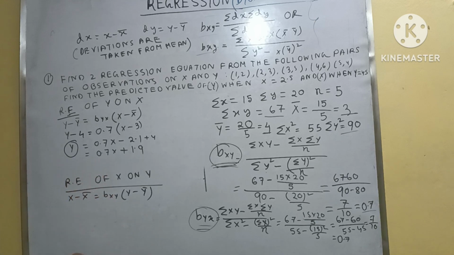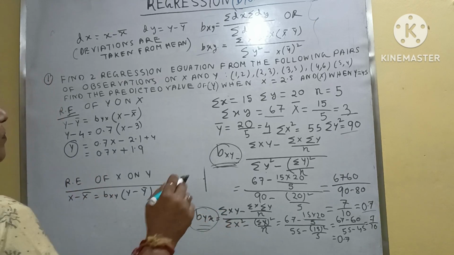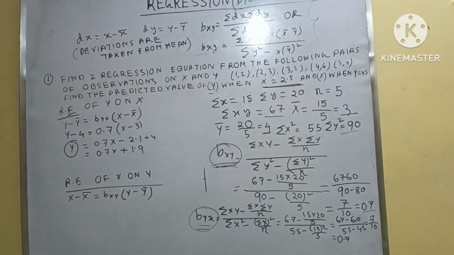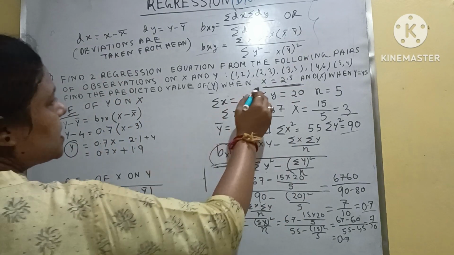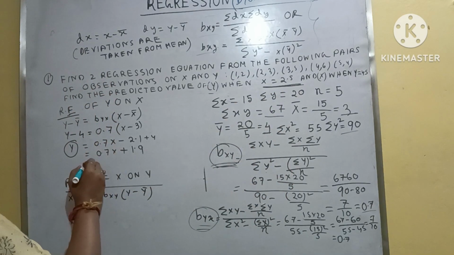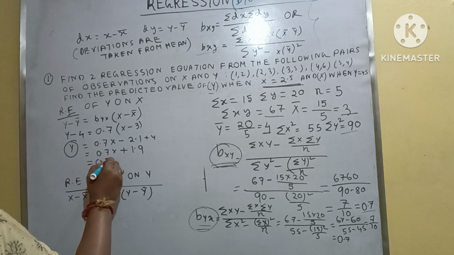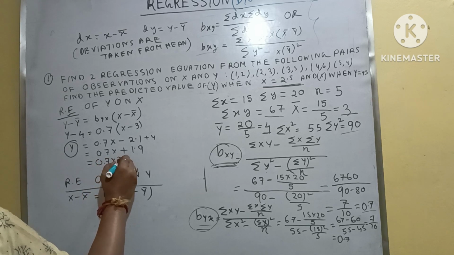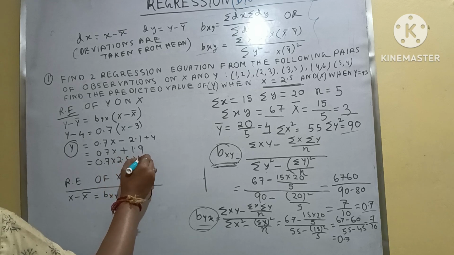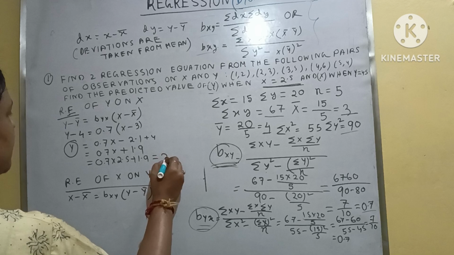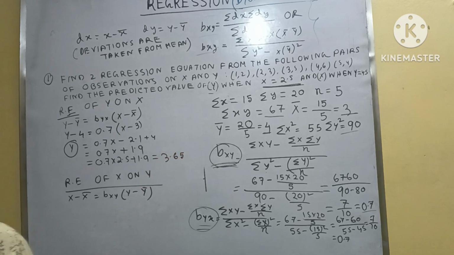And here, how do we calculate the y value? Here you can see the y when the x value is 2.5. Okay, you can see this x value is 2.5. So you just put this value: 0.7 into 2.5 plus 1.9. So the answer is 3.65.